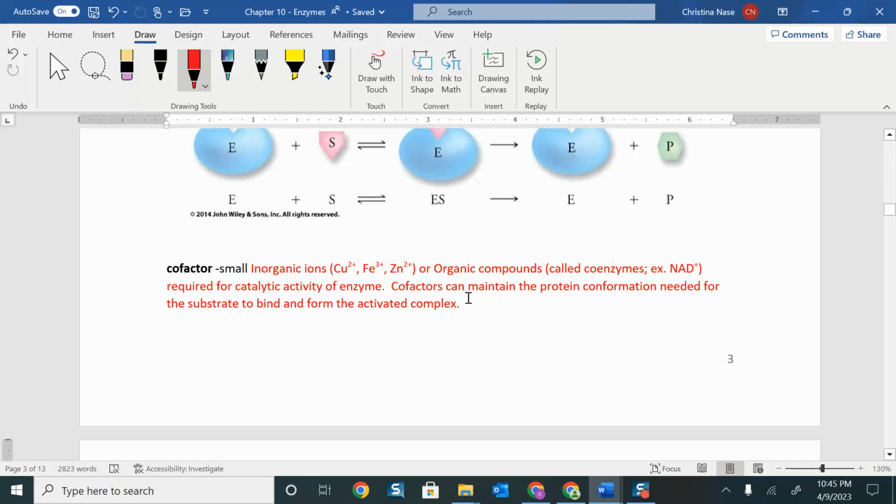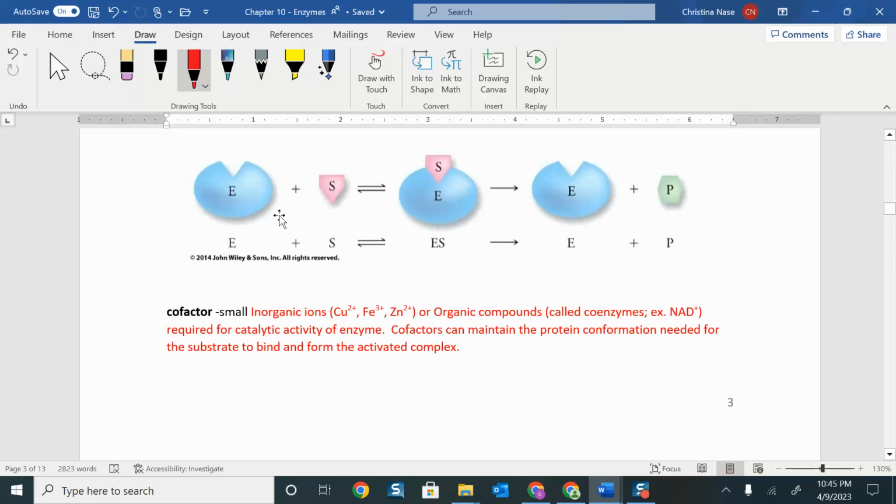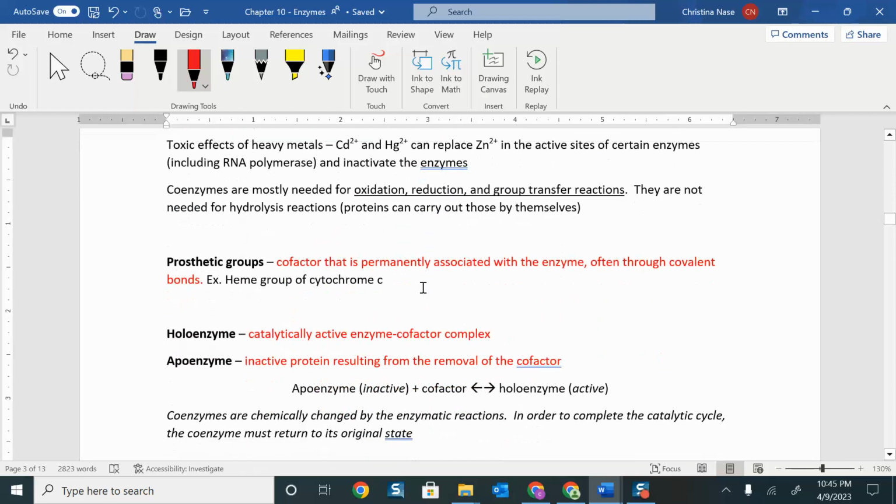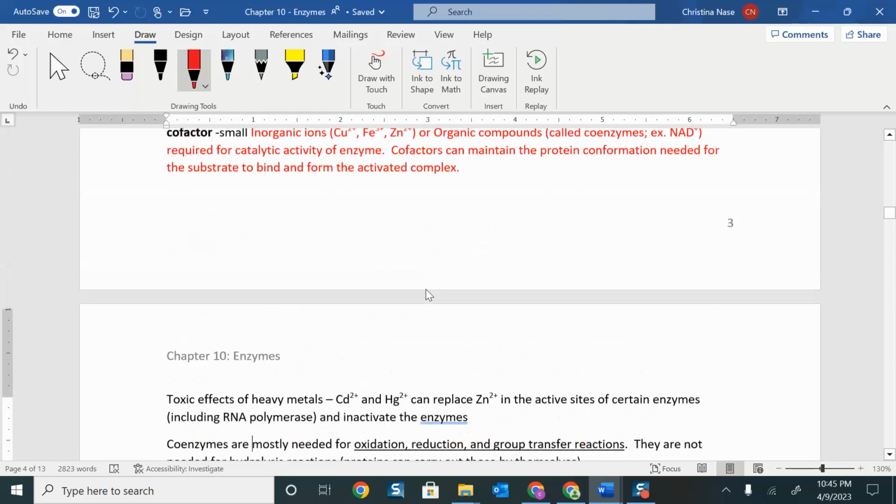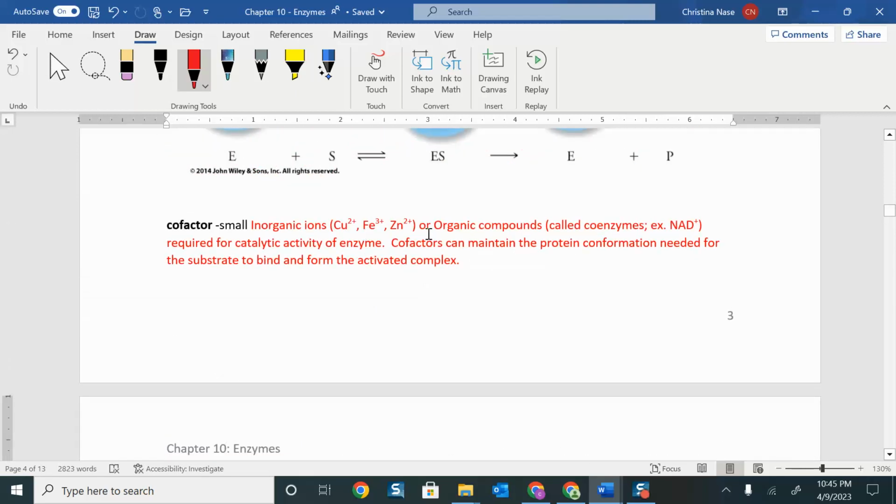Cofactors could maintain the protein conformation. It's needed for the substrate to bind and to form the activated complex. So it's something that stabilizes that enzyme substrate complex and enables the reaction to happen. And if you don't have those cofactors, or the coenzymes, so if you don't have those organic compounds that are needed, or you don't have the ions, then the reaction's not going to happen. You do need some ions.